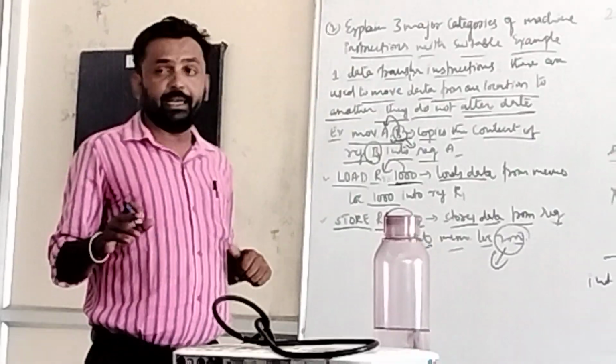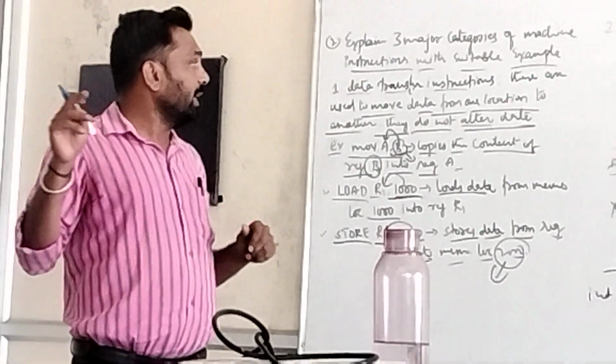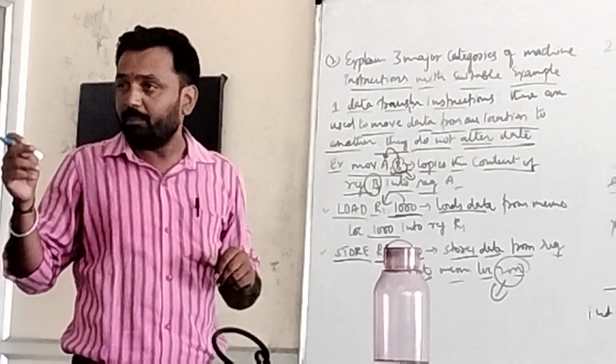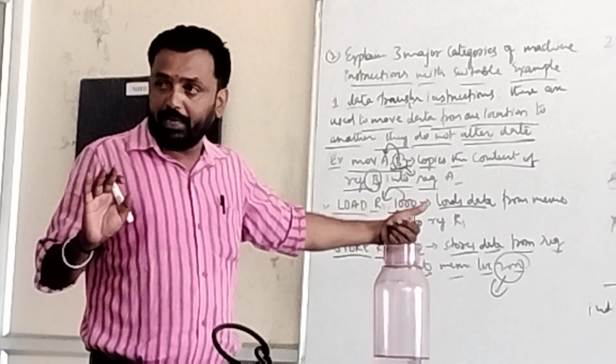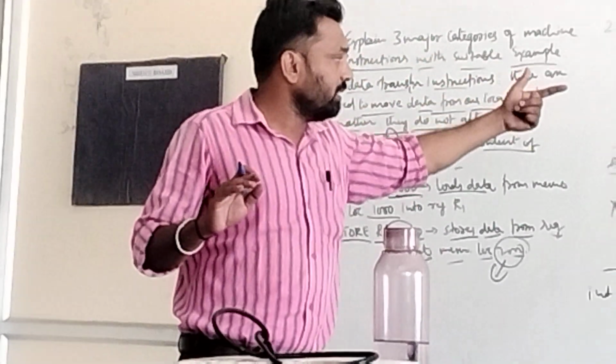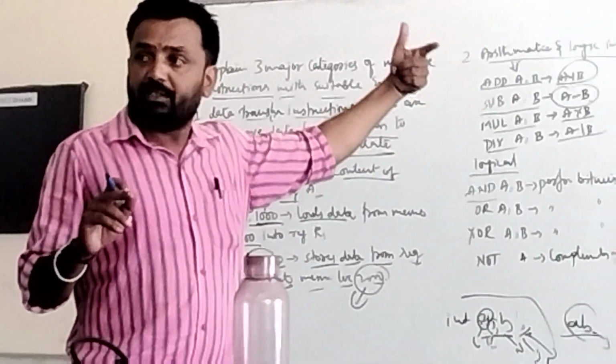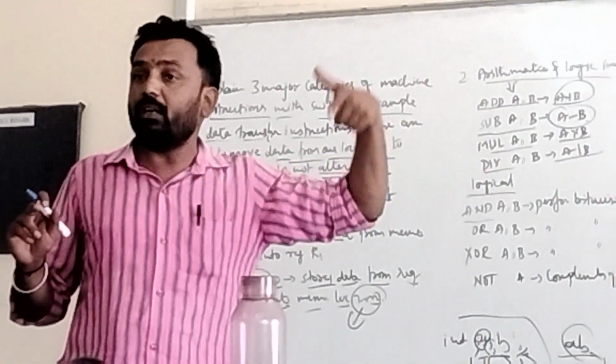And the second is arithmetic, right? Here in the arithmetic, that is addition, subtraction, multiplication and division. And in the logical, AND, OR, XOR and complement, right? And again in the control instructions, jump and JZ. The name itself indicates it can control the flow of our program.